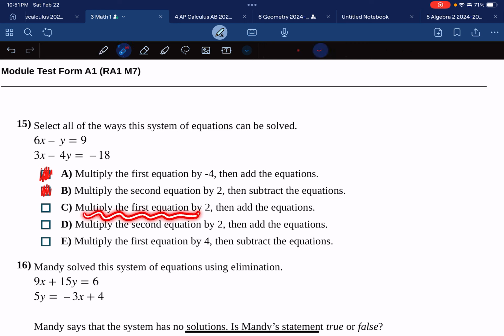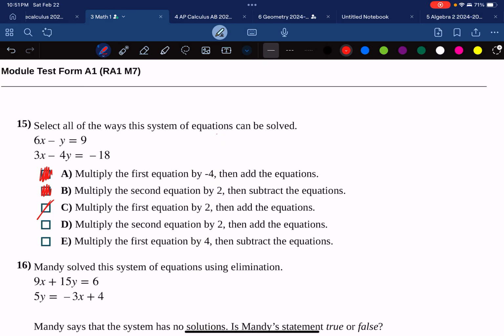Multiply the first equation by 2. Okay, yeah, that one works. Wait, first equation by 2. That's going to turn this one into a 12x and a -2y. Those aren't opposites at all, so that's not going to work. So don't mark C. Oop, don't mark C. I'm just going to cross off C right here.